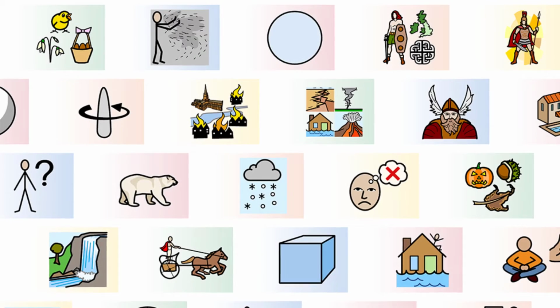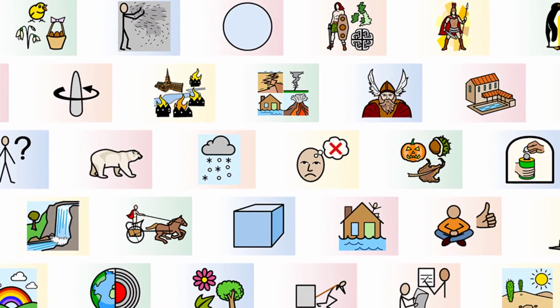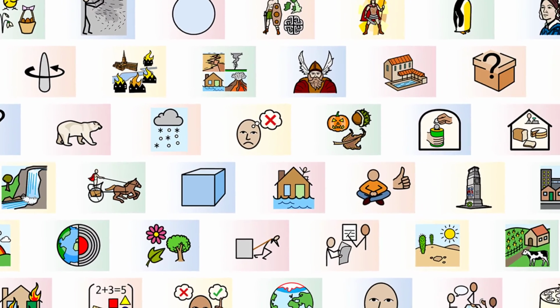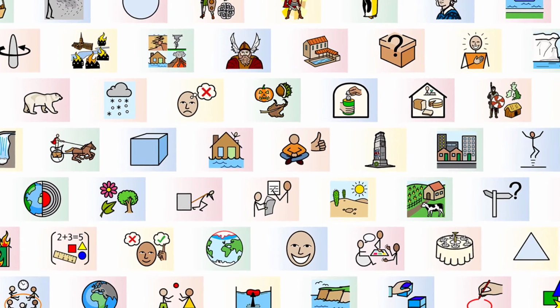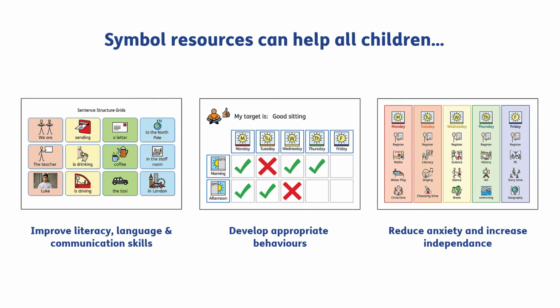Widgit has over 20,000 symbols, underpinned by a structured educational and language framework. And we help thousands of teachers and SENCOs to easily create engaging symbolised resources that help children to improve their literacy, language and communication skills, to develop appropriate behaviours so they can engage positively in the classroom, and to reduce anxiety and increase independence throughout the school environment.